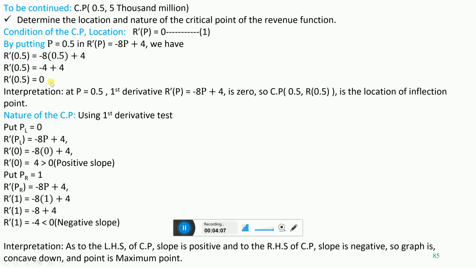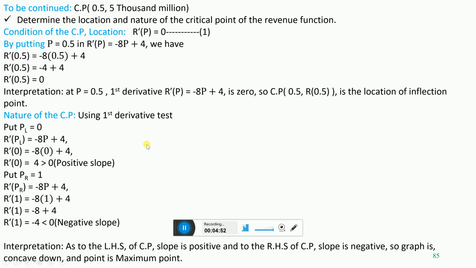So the condition is satisfied. What is the condition for the location of a critical point? If the first derivative of the function for the set of P values is equal to 0, that is the location of the critical point. So we satisfied P is 0.5 and the first derivative for 0.5 is equal to 0. It means this is the location of the critical point. Let me interpret: P is equal to 0.5, and the first derivative R prime of P is equal to minus 8P plus 4, which is 0. So this critical point, P 0.5, R $5,000 million, is the location of the critical point.